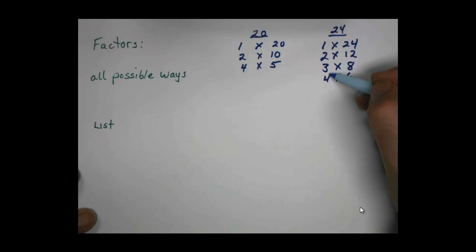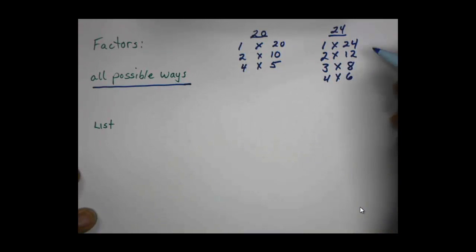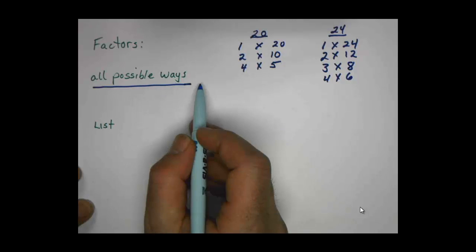Remember, as this side goes up, this side's going down. That's listing them in all possible ways. That's what they're asking you to do in the book. So they're asking you to find the factors. These are all factors in all possible ways.